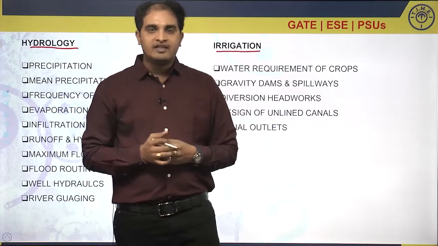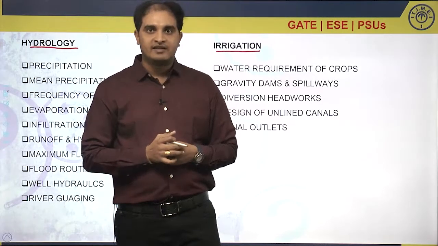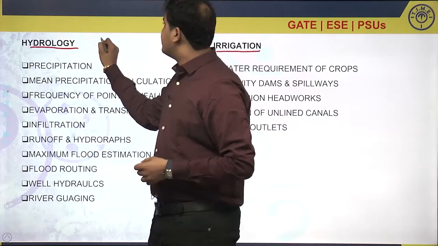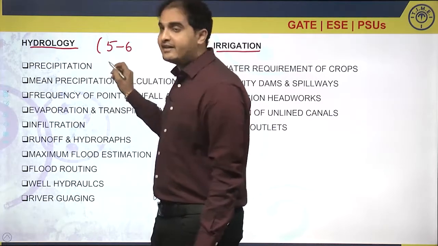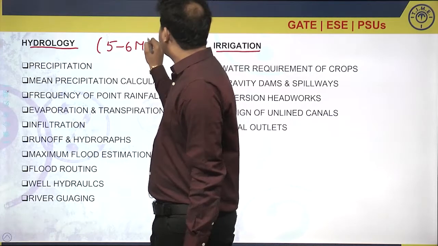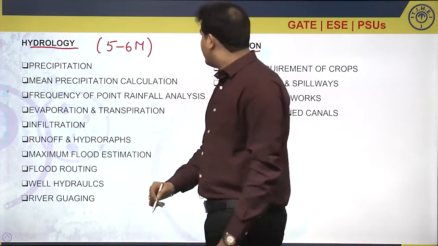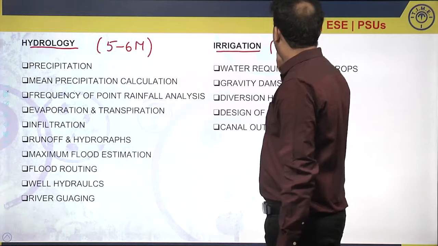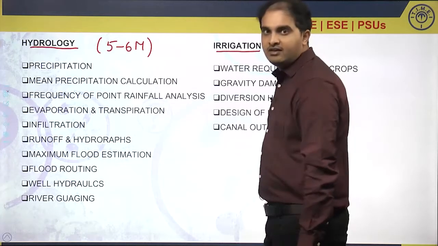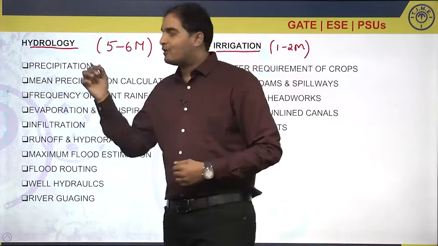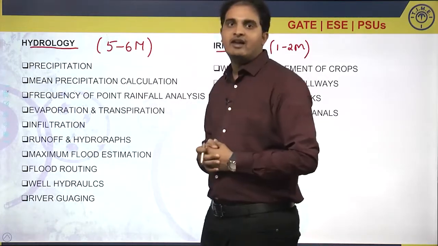Now, out of this 7 to 8 marks, how we can classify this subject is, out of the hydrology portion itself, you can expect an average weightage of 5 to 6 marks from hydrology, as well as an average weightage of 1 to 2 marks from irrigation engineering. Now, let's start with hydrology. Here are the topics we have in hydrology.